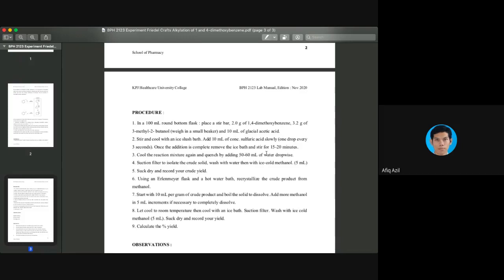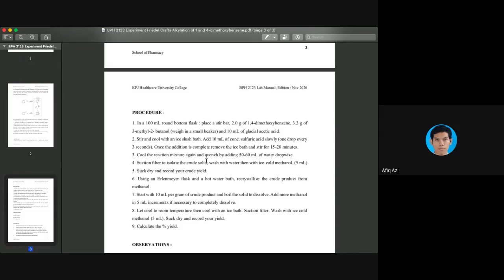Then cool the reaction mixture again before adding distilled water, about 50 to 60 ml. Then you are going to filter. This is done by using normal gravitational filtration or suction filtration. Later in the video I will show you that it uses suction filtration. It is faster and also much more efficient than gravitational.